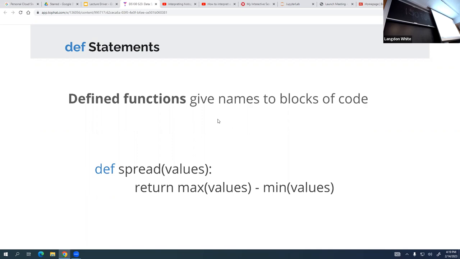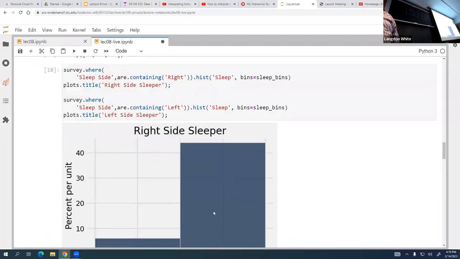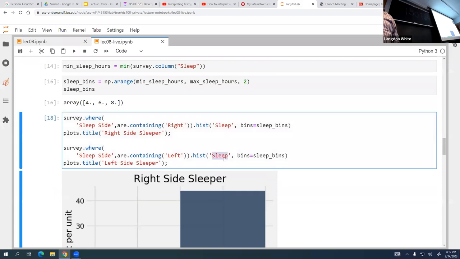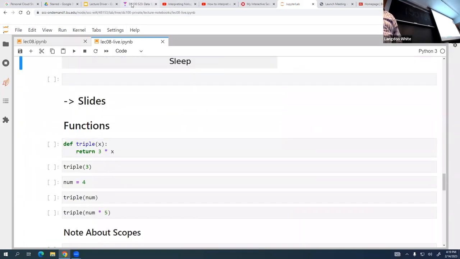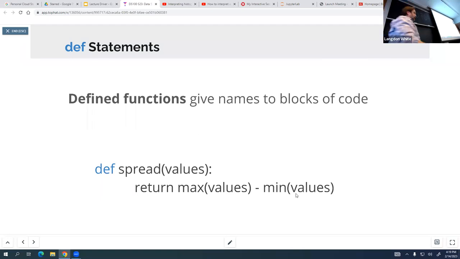Can I just see the code for this again? When something got changed, it's doing it. Oh, it's because it's sleep versus sleep hours. Here? Probably. Yeah, same stupid bug. Okay, so.